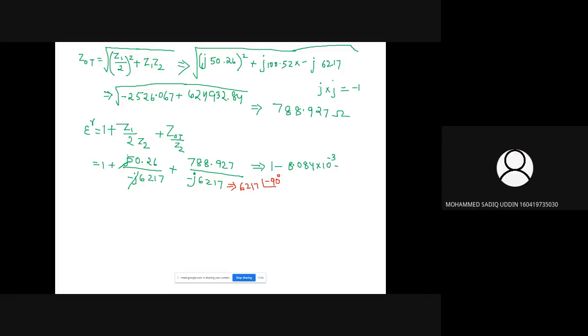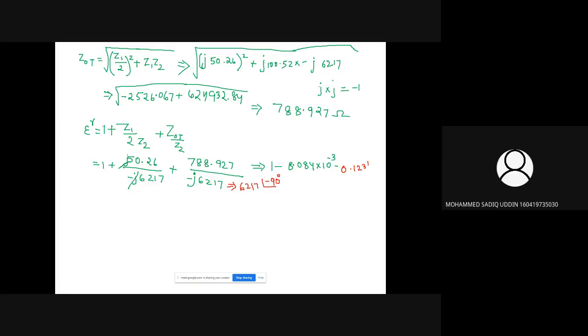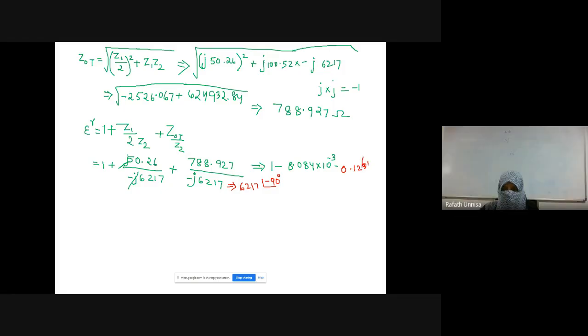0.126. So it becomes 0.126 at an angle of plus 90. Okay, so now you have to convert this into the rectangular form. Give me the rectangular form of this.